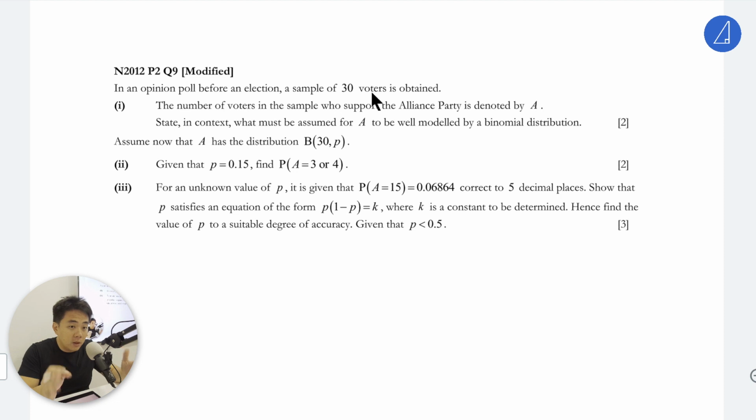In order for it to be an actual binomial distribution, you have to make sure that, for example, if the voters are family members or friends, they may affect each other's vote decisions. So that's why you don't want them to come together. So the first thing to assume is that each voter's decision for whether to support Alliance Party or not is independent of another. And then the second one is obviously for all the voters, they have a constant rate of voting. All of them will have equal rate of voting for the Alliance Party.